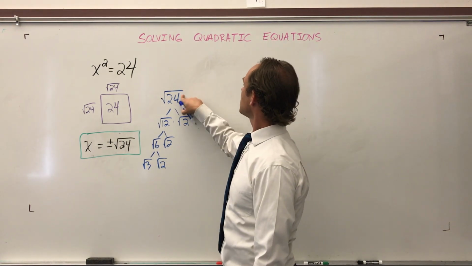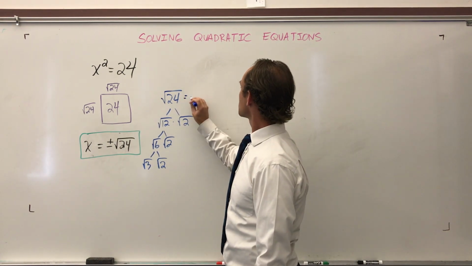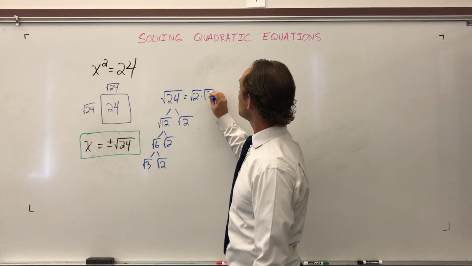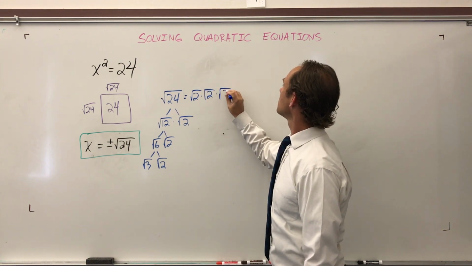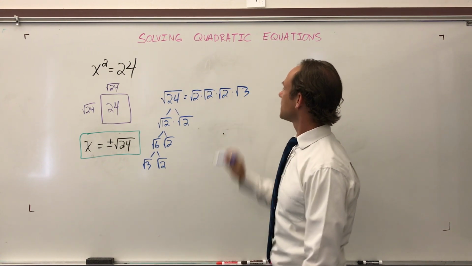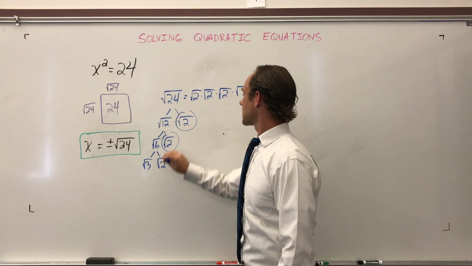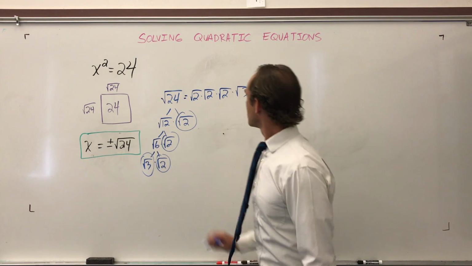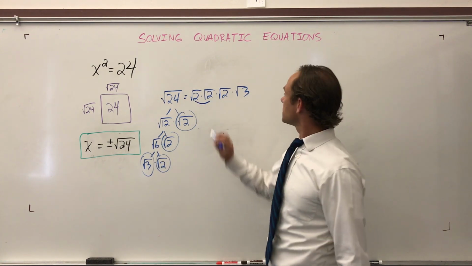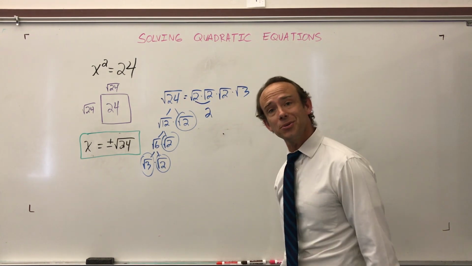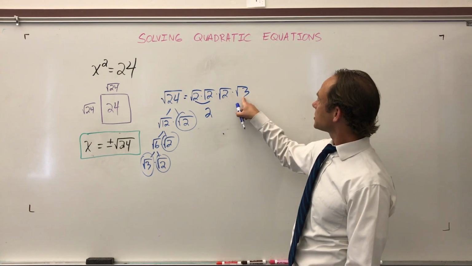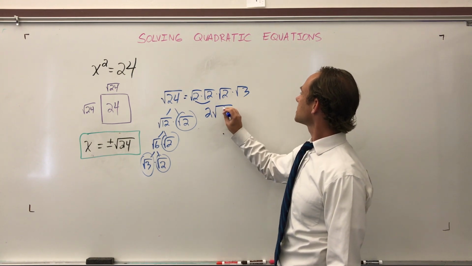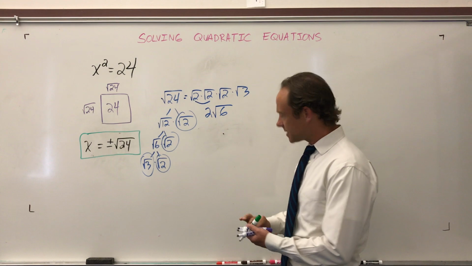So that means that the square root of 24 is the square root of 2 times the square root of 2 times the square root of 2 times the square root of 3. So all the ones at the bottom of the tree. All right, beautiful. Now the square root of 2 times the square root of 2 is just regular 2. And now I got 2 times 3, which would be 6. So because I don't want two radical signs.